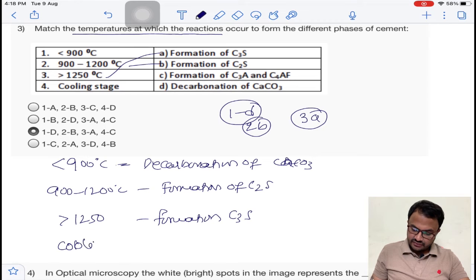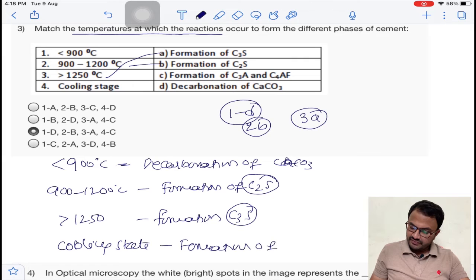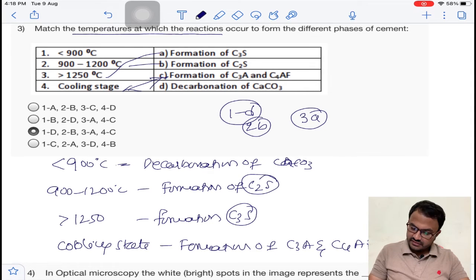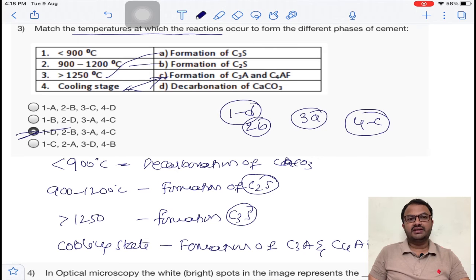And in the final cooling stage, what are the remaining compounds after C2S and C3S? The remaining are the formation of C3A and C4AF. So in the cooling stage, both C3A and C4AF will form. That is 4, it is C. So the answer is C for question number 3.